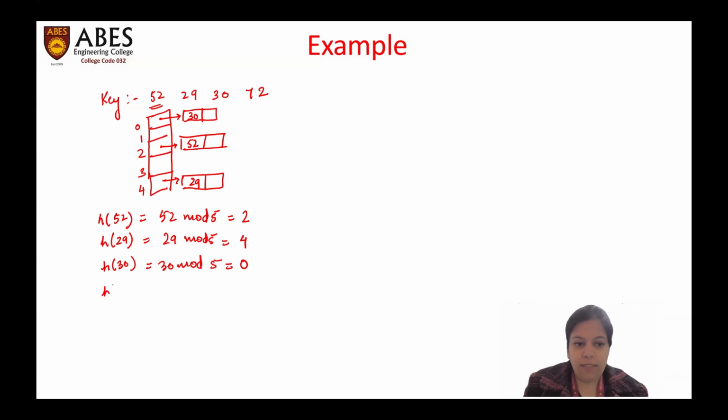But for the last value, which is 72, this is the point where we are getting a collision, right? 72 mod 5 will again produce index number 2. In order to resolve this collision, we are going to add 72 to the linked list which is there at index 2. So here 72 will be added as a new node in the linked list stored at index 2. This is how open hashing works.